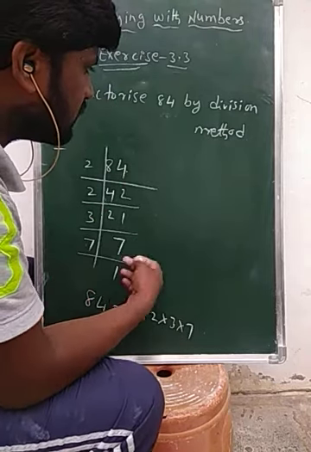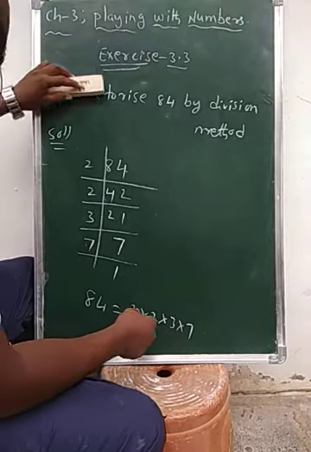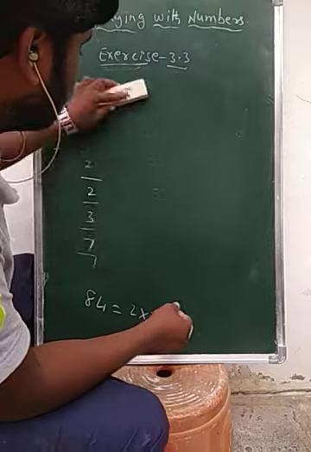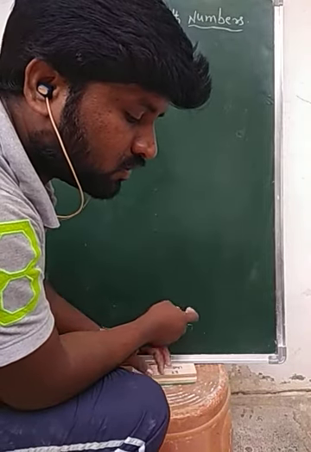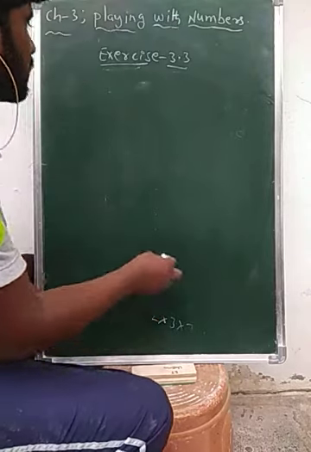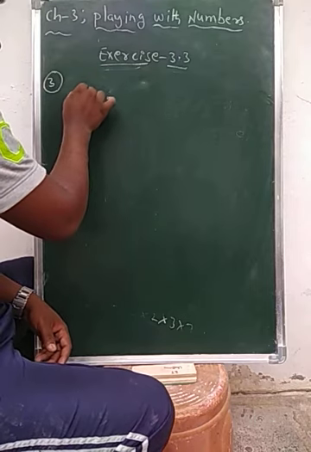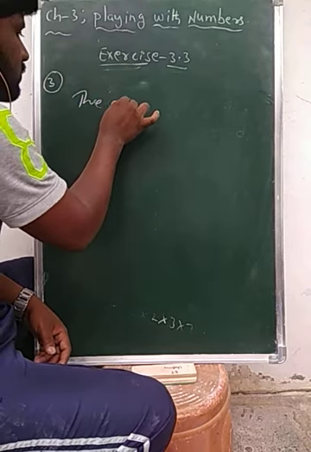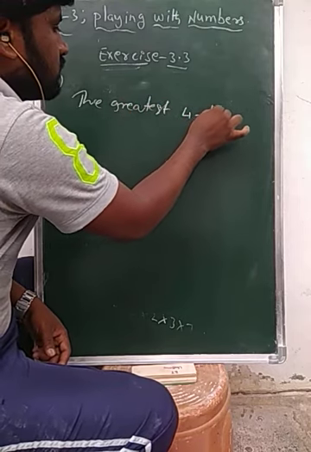Okay students, now the next question, number 3, that is given: write the greatest 4-digit number and express it in the form of prime factors. Question number 3, the greatest 4-digit number.